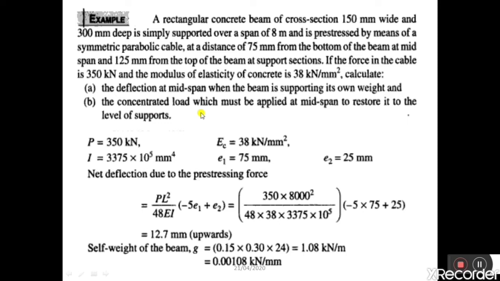So in the second case it is given what should be the live load. The live load is given a condition that the live load that has to be applied on the beam should be a concentrated load, and this concentrated load should be applied at midspan. So when this concentrated load is applied at the midspan of the beam, then the deflection should be 0. So what should be that concentrated load?